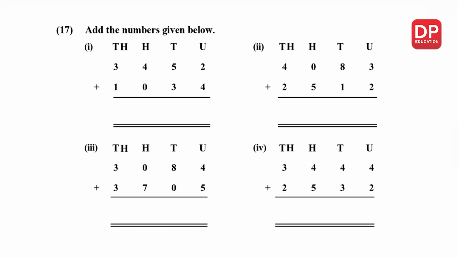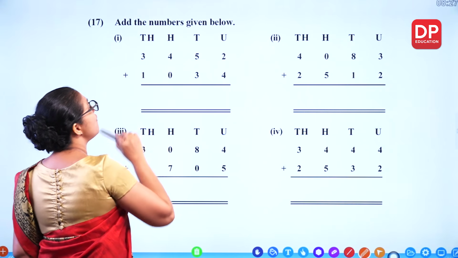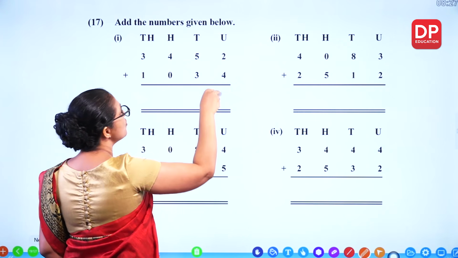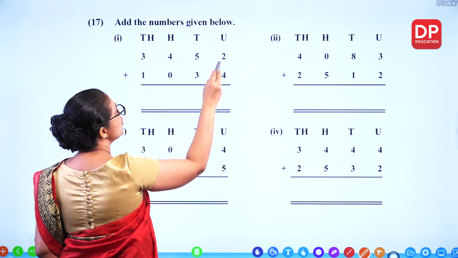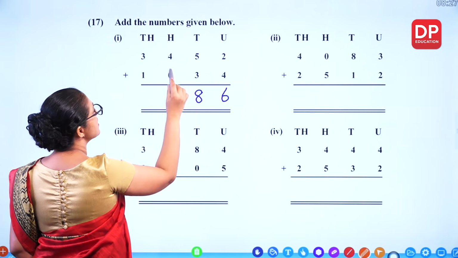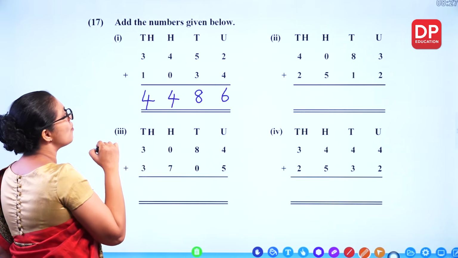Now you are getting 1000 place as well. 3452. So similarly, you do the column-wise addition. 2 plus 4, 6. 5 plus 3, 8. 4 plus 0, 4. 3 plus 1, 4.